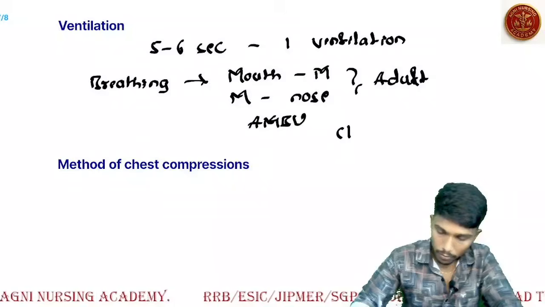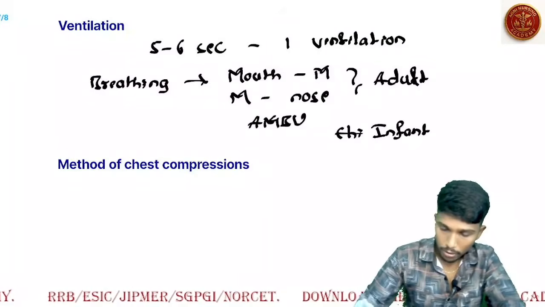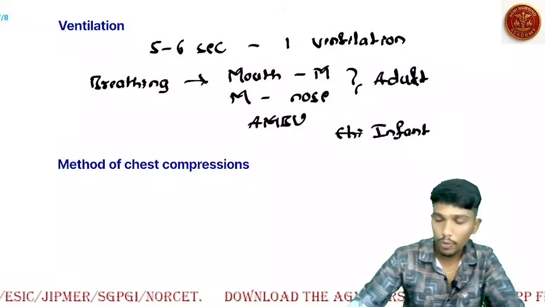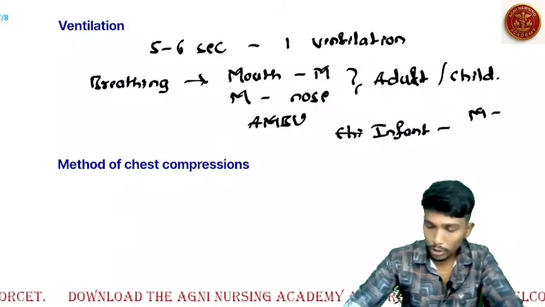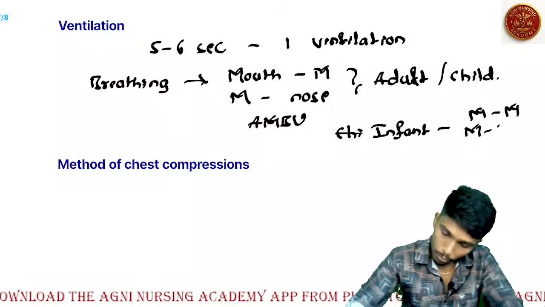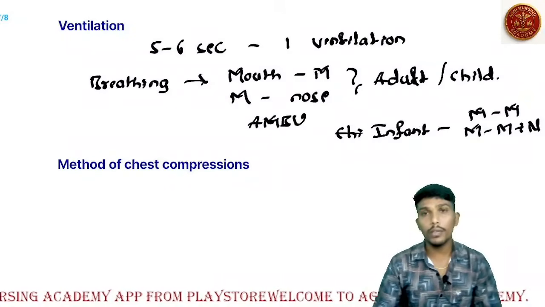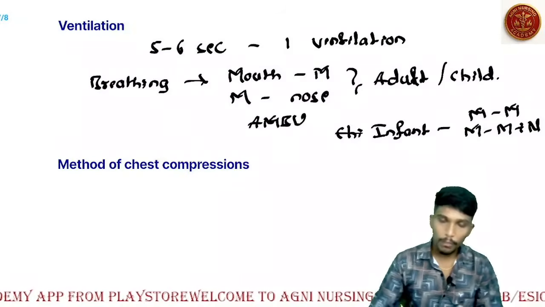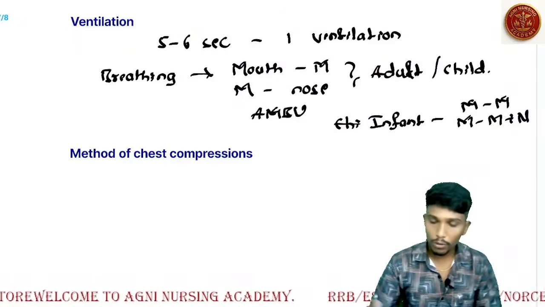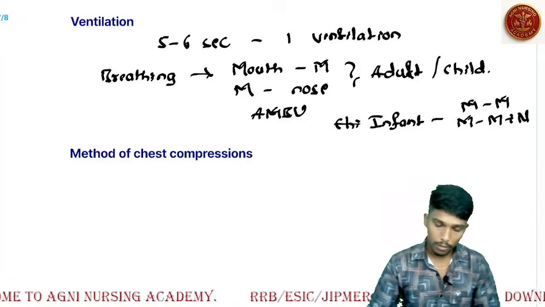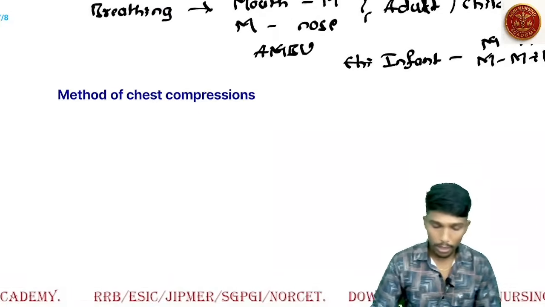For children or infant, this mouth to mouth and mouth to nose we have to use for the adult and children also. For infant we have to do mouth to mouth and nose also. We can cover the infant's mouth and nose at a time, because the infant's face will be small. So ventilation we give mouth to mouth or mouth to nose or ambu bag, whatever oxygen devices we have.